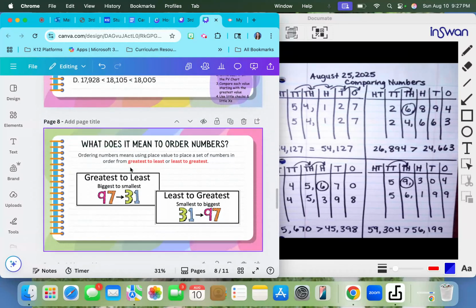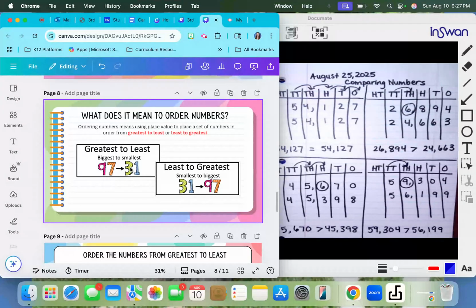All right. Well, now let's move on to our next piece of our lesson, ordering numbers. When we order numbers, we're using place value to place a set of numbers in order either from greatest to least, which is biggest or the largest value number, to the smallest value number, or least to greatest, flip-flopping that. The number that has the smallest value to the number that has the biggest value.